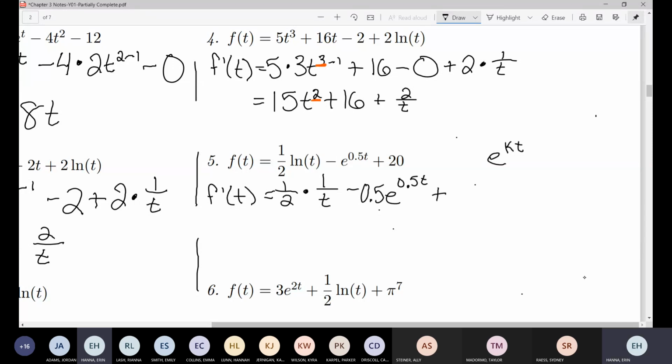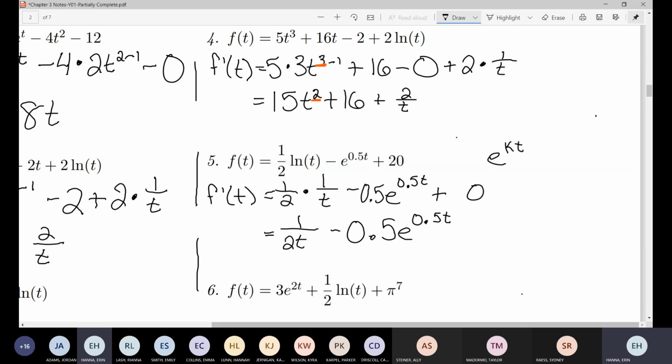Plus the derivative of 20. There's no t attached to that, it's just a constant, so the derivative of a constant is 0. So I would personally write it like this, but as I've said a couple times, you don't have to simplify if you don't want to. Oh my god, plus 0, not 20.